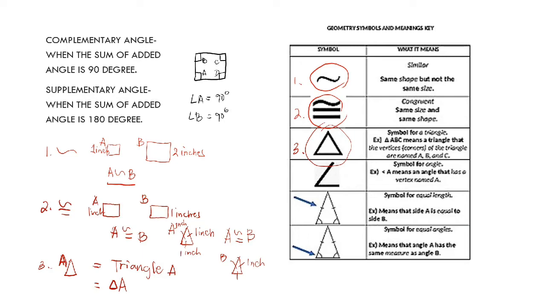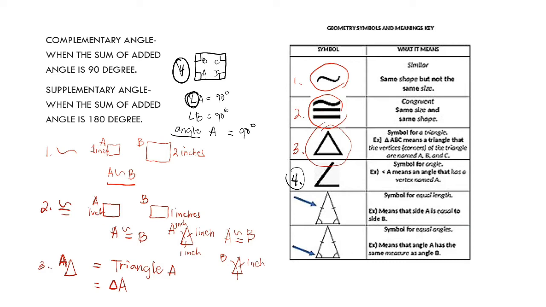Yung angle symbol natin, yan yung shortest way natin or the symbol of the word angle. Kasi katulad lang din siya ng triangle natin. Instead of writing the word angle, A is equal to 90 degrees, medyo longer siya pag sinulat natin. So instead of writing the word angle, we can use this symbol na angle. Okay po. Now, that is the fourth symbol. Ngayon, let's proceed with the fifth symbol and sixth symbol.